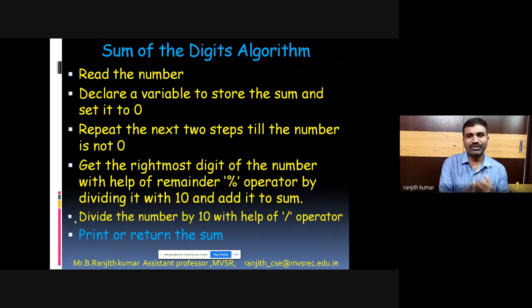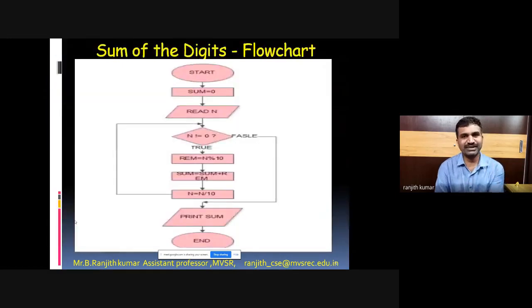Then we repeat the following two steps where we extract the digit using the modulus operator and add it to the sum, and we remove the digit using the arithmetic operator slash, which is the divide operator. We repeat the steps until the number is 0, then we print the sum on the console. We can also count the number of digits in between if required. So let us go through the flow chart, which shows more clarity of the flow, and what steps are required to be performed.